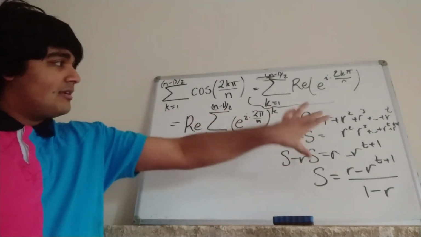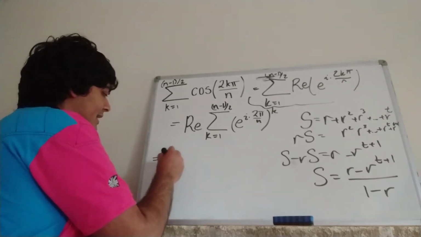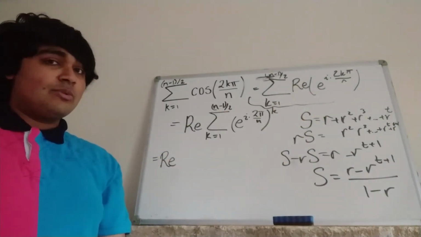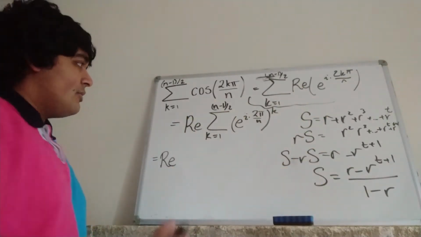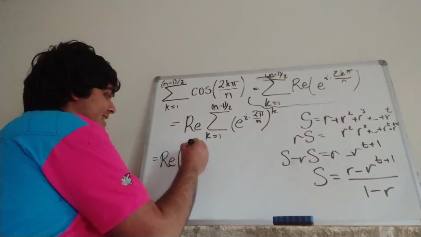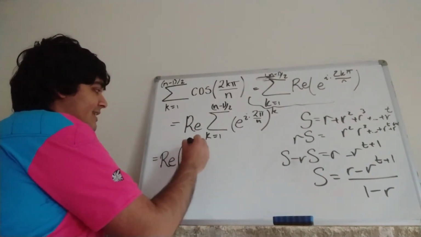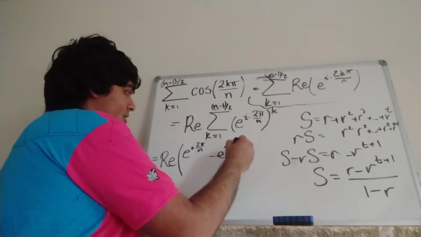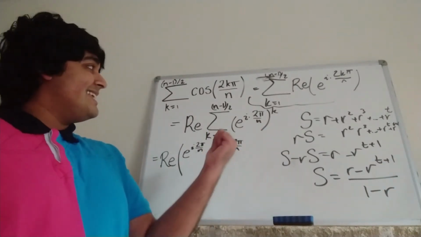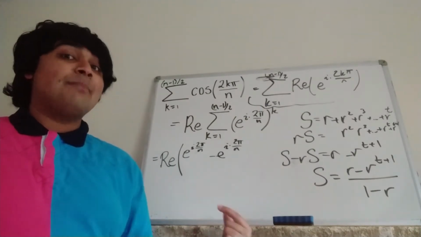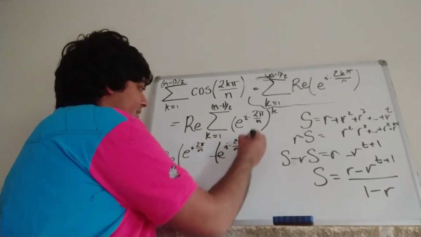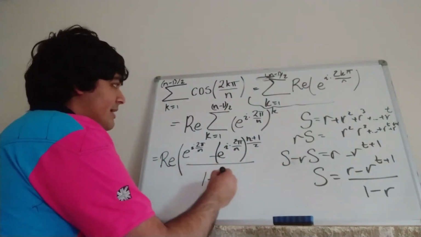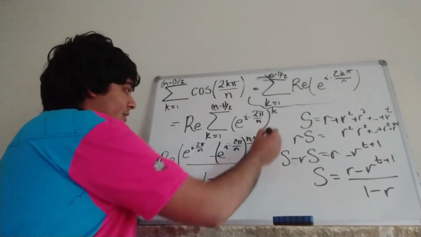So we can apply this argument, and we get that this is equal to the real part now, and we have r is equal to e to the i 2 pi over n, and t is equal to n minus 1 over 2. Just directly plugging in, we're going to get the real part of e to the 2i pi over n, that's r, minus e to the i 2 pi over n, now raised to the t plus 1. But t is n minus 1 over 2, so t plus 1 is n plus 1 over 2, so it's this raised to the n plus 1 over 2, and we're dividing that by 1 minus r, which is 1 minus e to the i times 2 pi over n, like so.